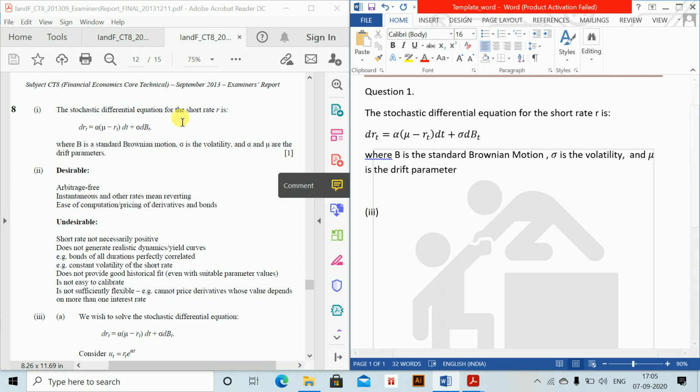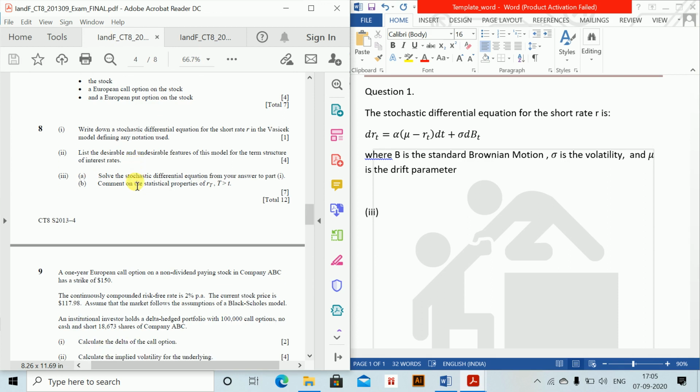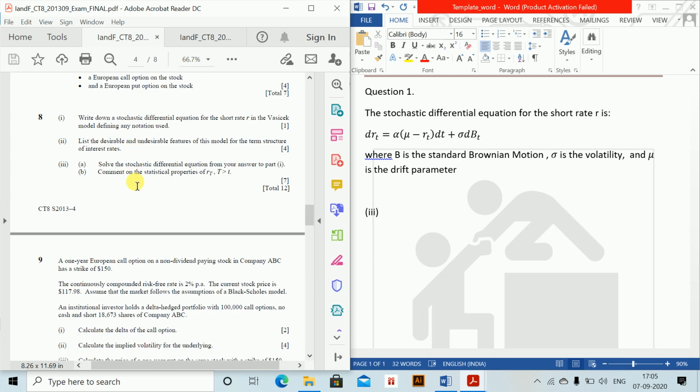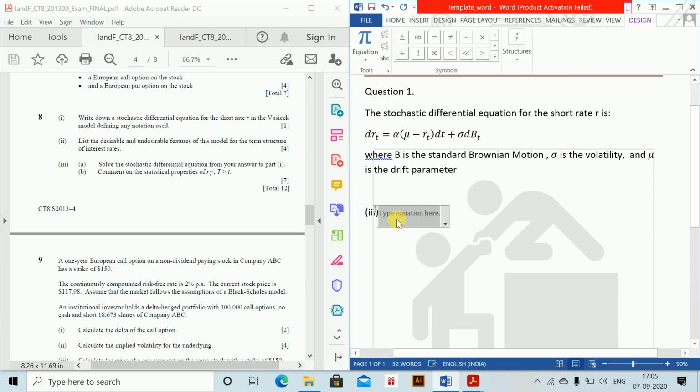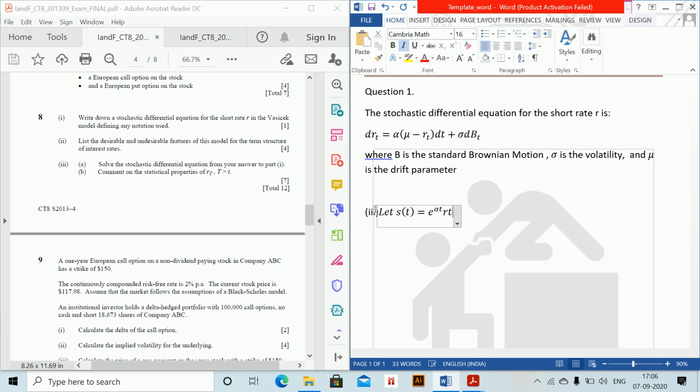Part 3 says solve the stochastic differential equation from your answer to part 1, and comment on the statistical properties of R_T. So here, first let S_t = e^(αt) R_t. Okay, so this is there.